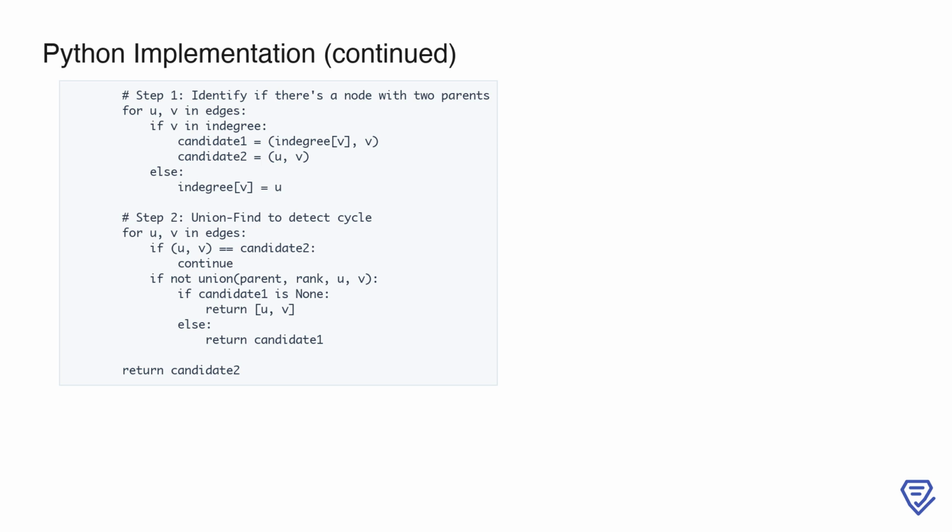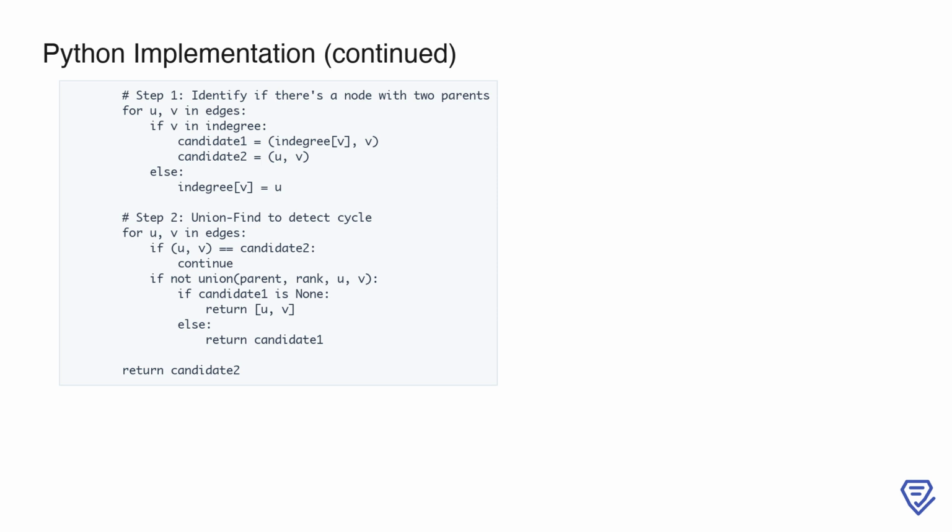For the other edges, if the union function returns false, it means we've found a cycle. In this case, if no node has two parents, we return the current edge as the redundant connection. Otherwise, we return candidate1 since removing it resolves both the cycle and the two-parent issue. If no cycle is found, we return candidate2, which fixes the two-parent problem.